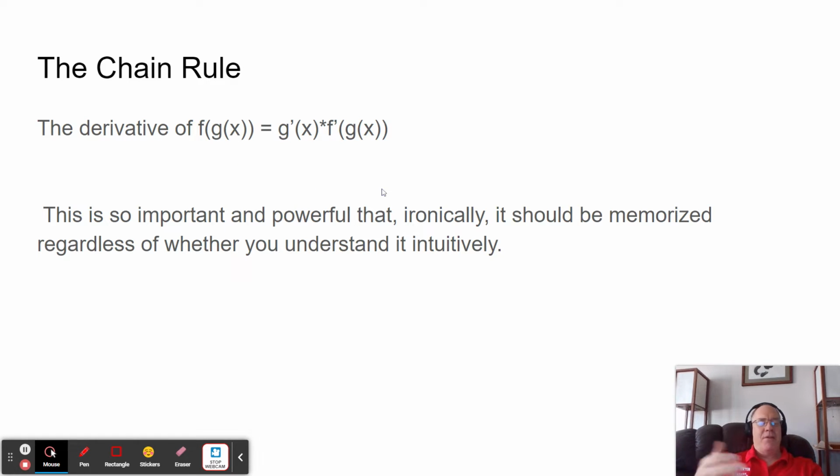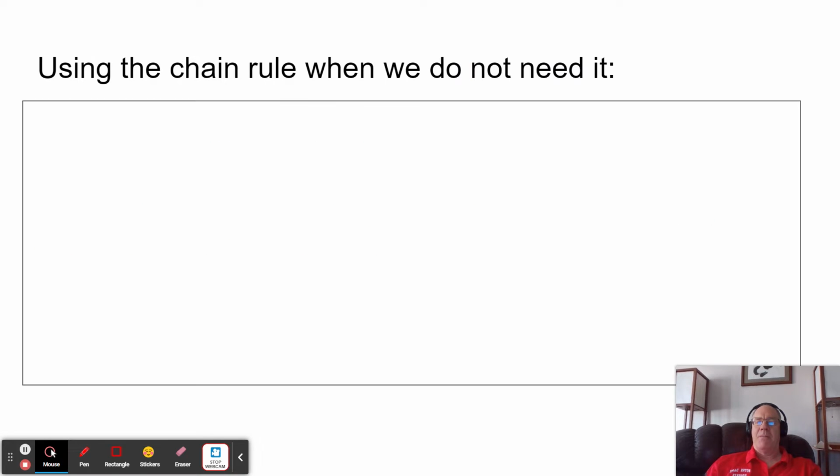And as it says here, this is really important. You cannot do derivatives without the chain rule in general. You can take the derivative of virtually any function if you have the chain rule at your disposal, and the base level definitions as well. So let's use the chain rule when we don't need it.